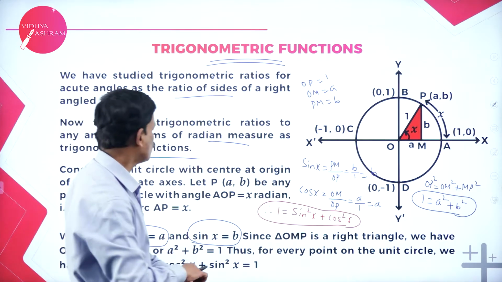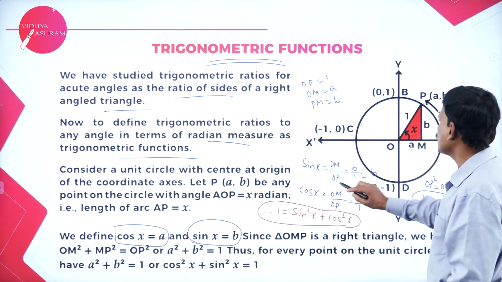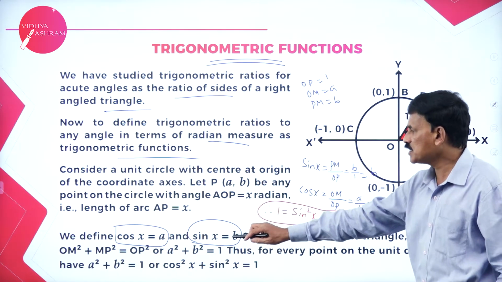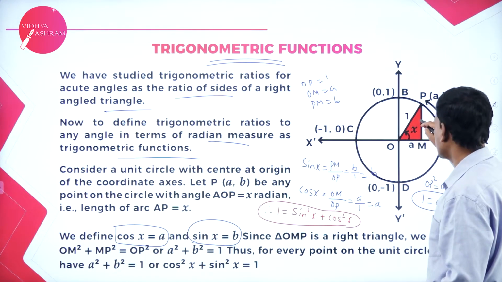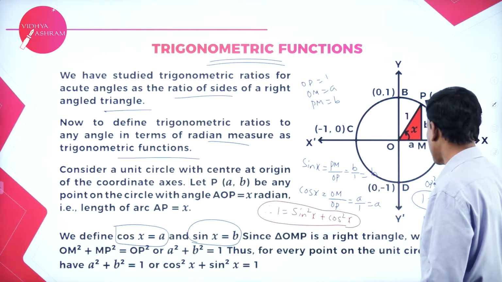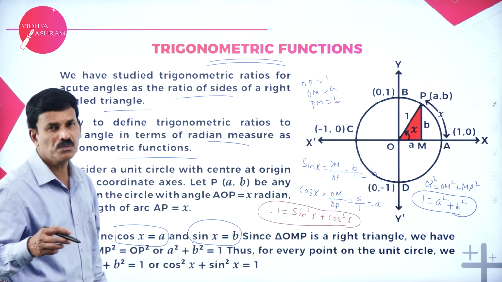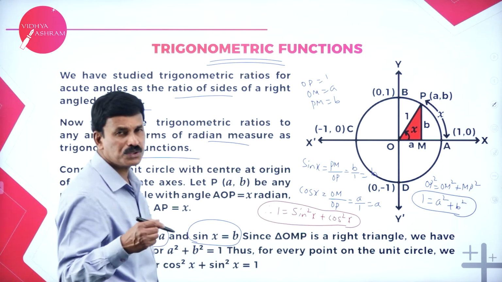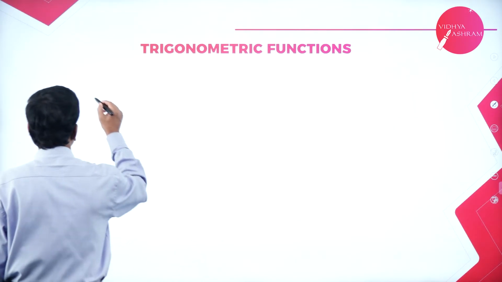So here, now we can define sin x is equal to b and cos x is equal to a, then a square plus b square is equal to 1 using Pythagoras theorem. Since this is a right angle triangle, sin square x plus cos square x is equal to 1. So this is one of the important identities you might have studied. Now the few important concepts which you have studied in your previous classes are the trigonometrical functions.